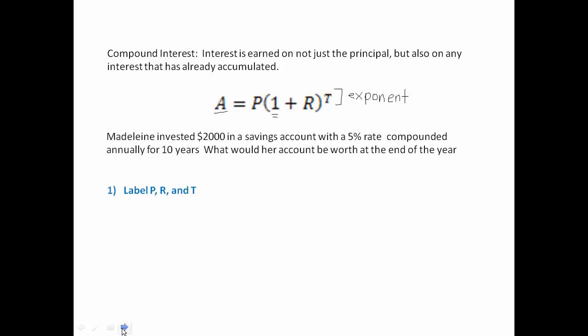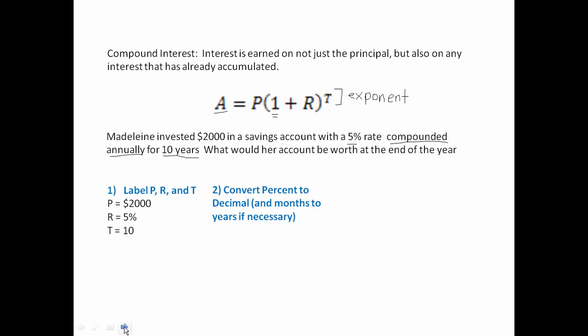So here's an example of a compound interest question, very similar to the simple interest question, but the biggest difference is that now I've got that word compounded. So Madeline's investing the same $2,000 in a savings account with that same 5% interest rate. That hasn't changed, but now it's compounded annually, and it's for 10 years. What would her account be worth at the end of the term? Well, we're going to go through a similar process. We're going to label our principal, rate, and time. Principal is still 2,000, rate is still 5%, time is 10 years, like the very final example on the previous slide.